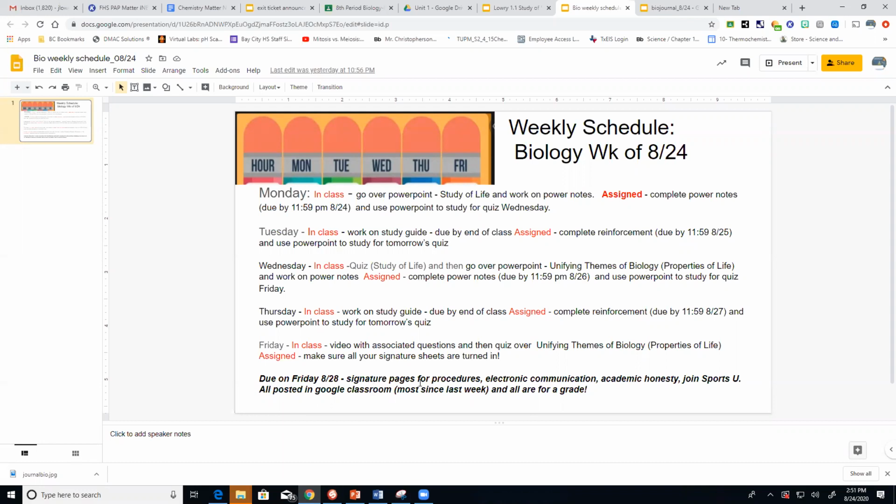Also, remember, there's a lot of signature sheets in your Google Classroom. That's an easy way to get 100. If you don't turn them in, then you end up getting a 0. So please turn all of those in.